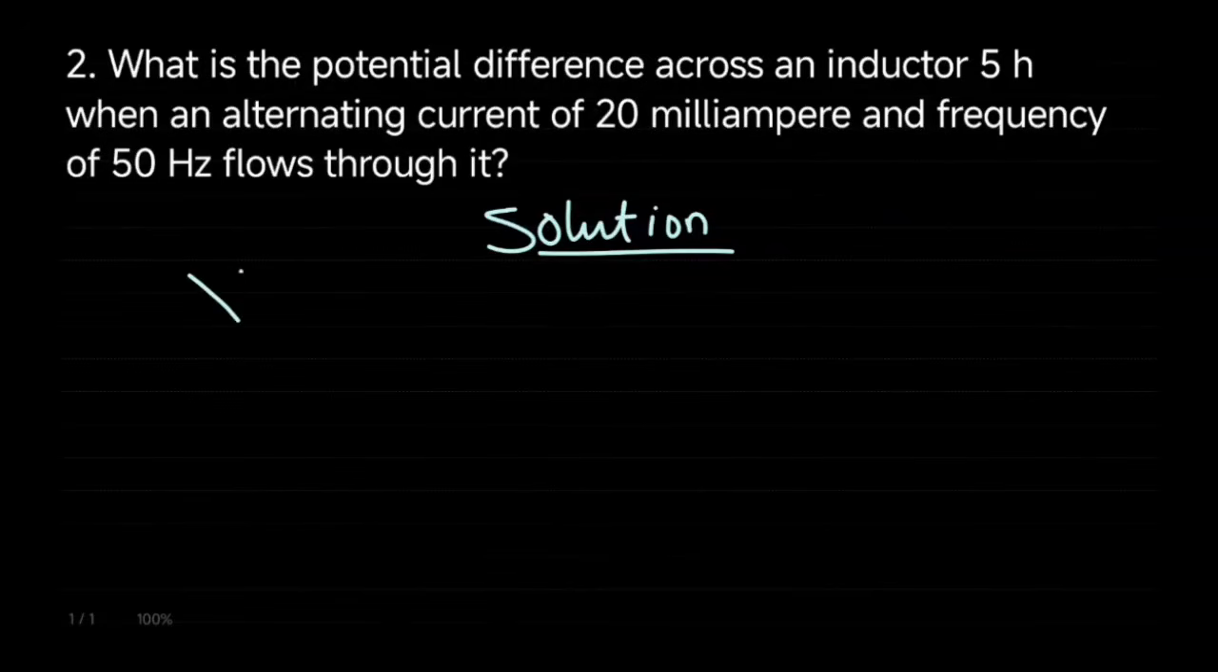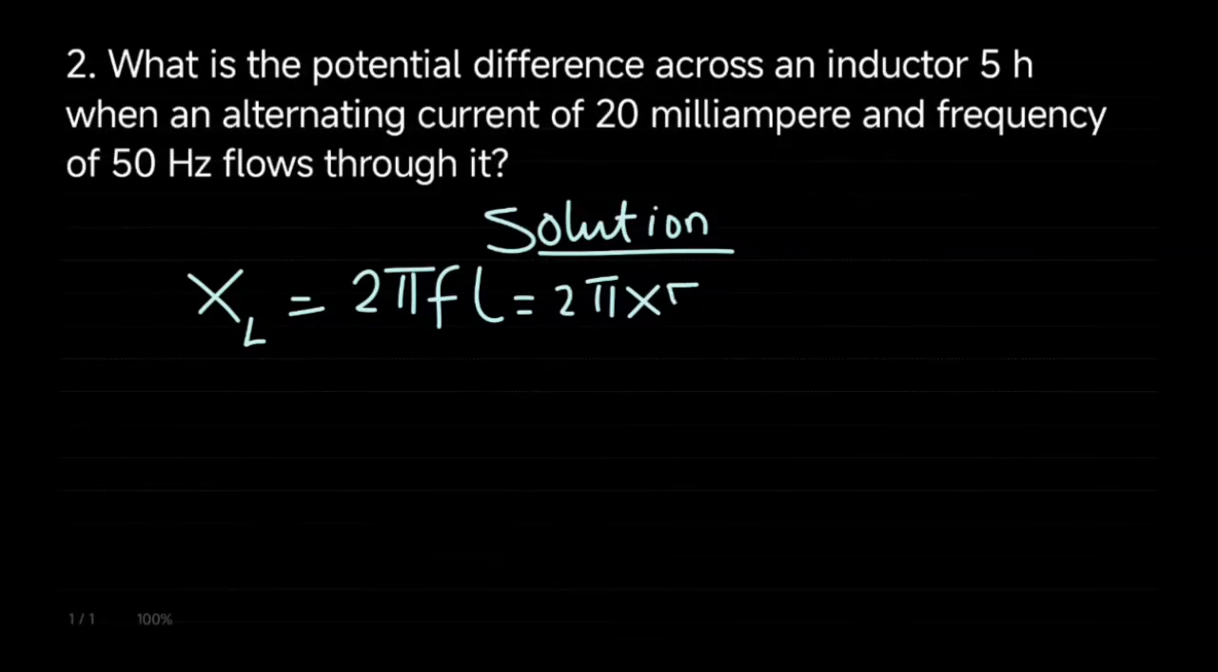So therefore my XL is equal to 2 pi FL. 2 pi times my F is given as 50 times my L is given as 5. So what will be my final answer if I multiply this? I'll be having 1570 ohms.